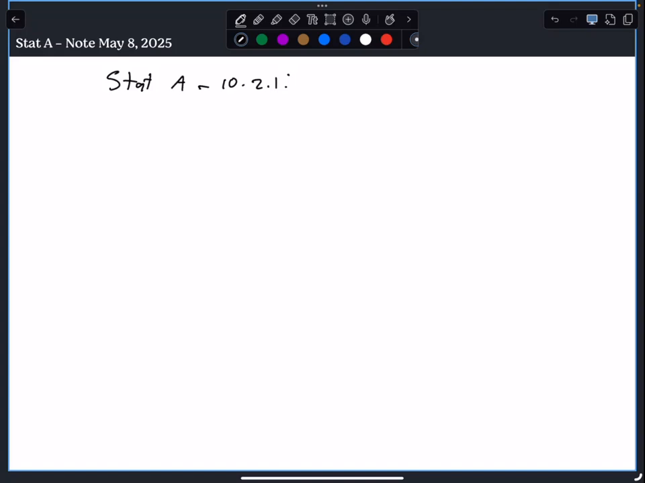Stat A. (10.2.1) One proportion hypothesis testing, or test, I'm just going to go with test, day 1.